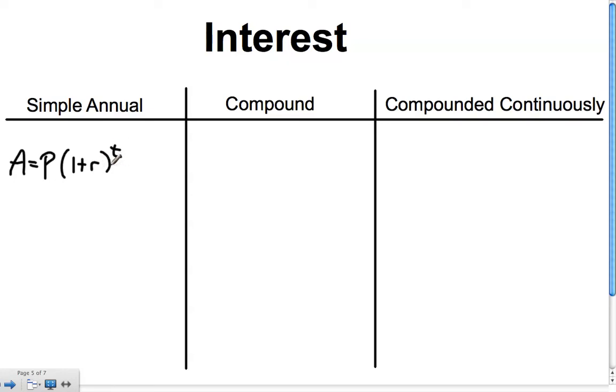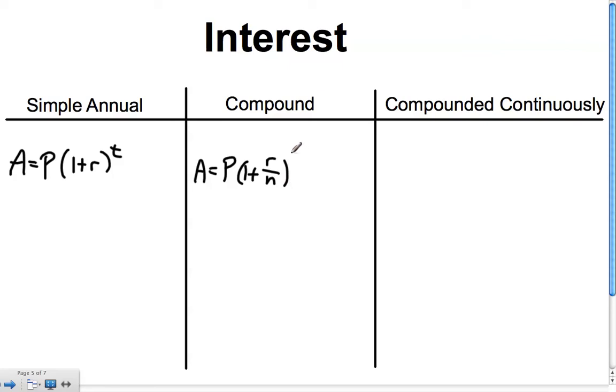Now, if it's compounded more than once a year, they're going to have to tell you that. It might be compounded twice a year, or 4 times a year, or every single month, which would be compounded 12 times a year. If that's the case, then your equation changes. Okay, your equation becomes 1 plus, you take your rate and you divide it by however many times it's compounded.